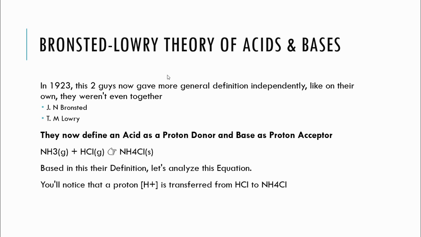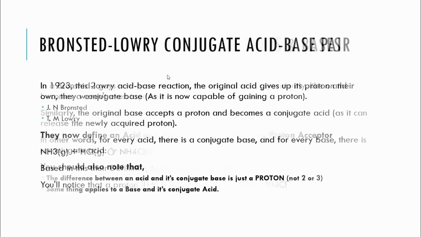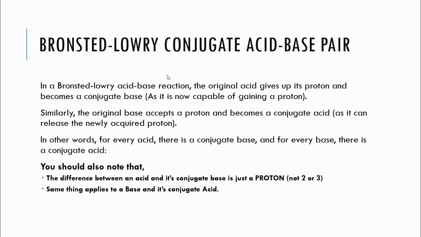From the reaction there, you notice that a proton is transferred from HCl to NH3. It's NH3 before, but when you transfer that H into NH3, you form NH4Cl. That's the idea. So moving on. In an acid-base reaction, okay, this is talking about the conjugate acid-base pair. A very, very important concept to know.